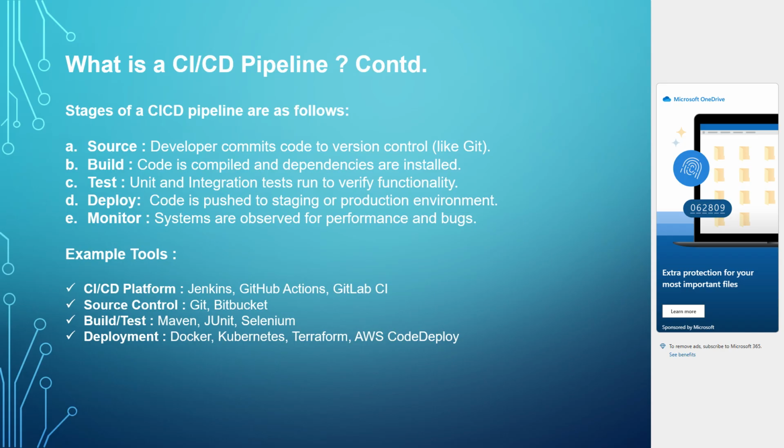So the stages are here. First is source. So what is the source? The developer commits code to version control like Git.